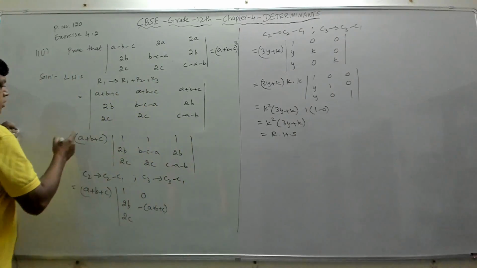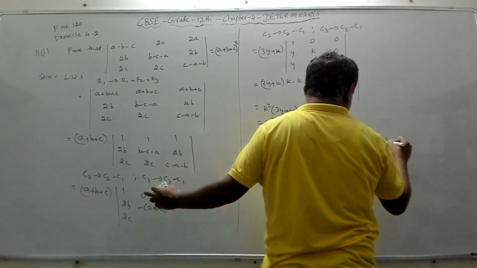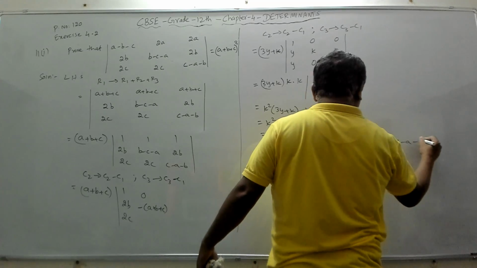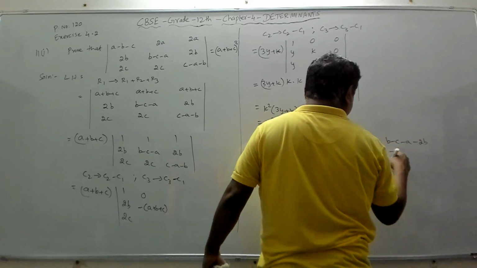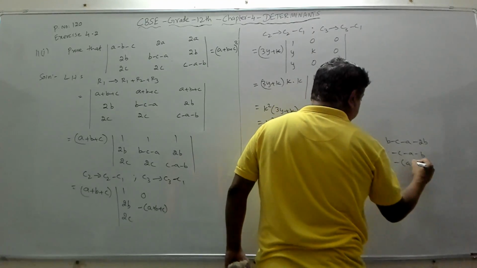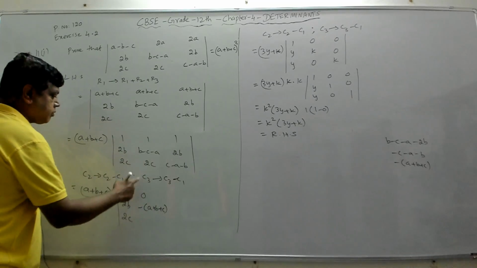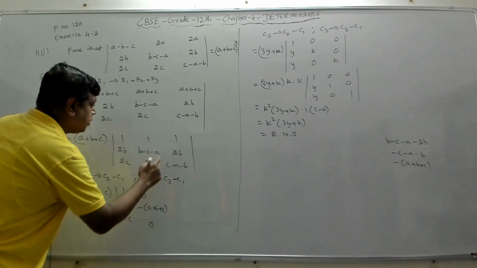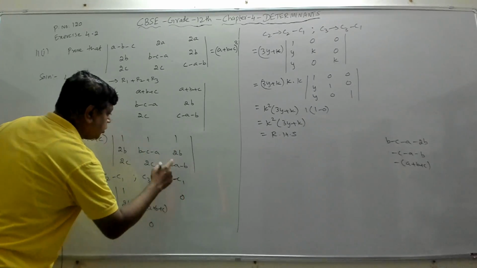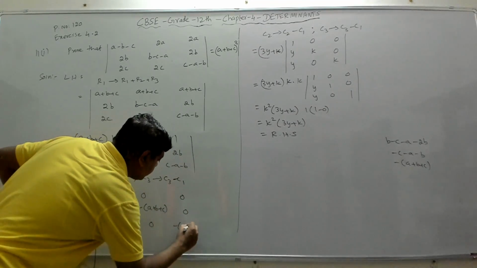Okay, I'll do it here. Suppose if I do, I'll do it here. So C, this minus this will be B minus C minus A minus 2B, which will become minus C minus A minus B, which is the same as minus of A plus B plus C. Right? This minus this, so it will give you 0. 1 minus 1 is 0. 2B minus 2B is 0. This minus this again will give you minus of A plus B plus C.